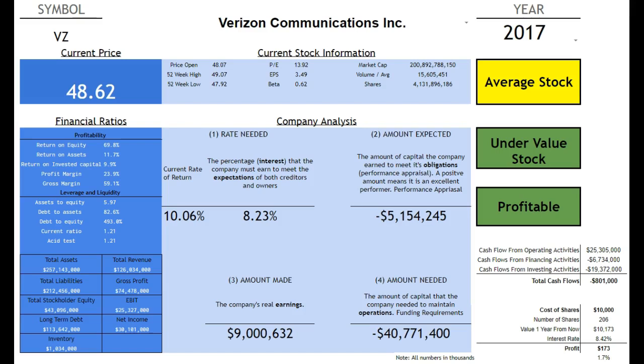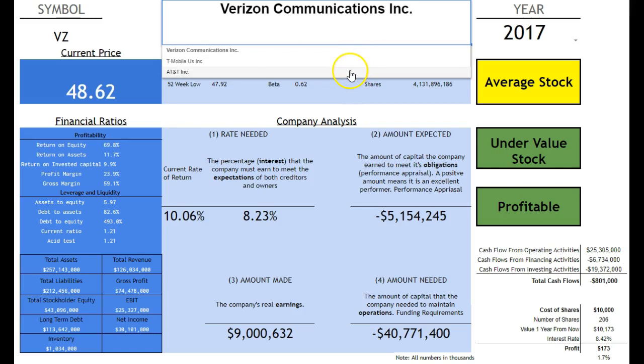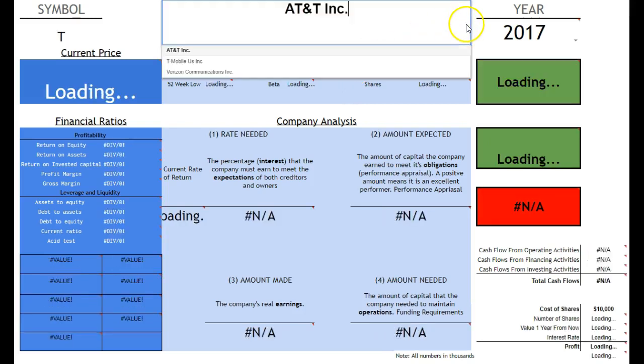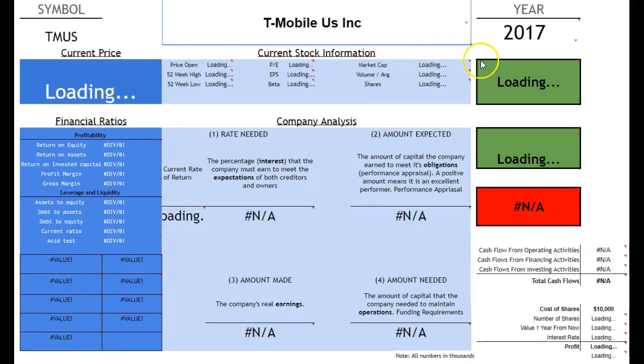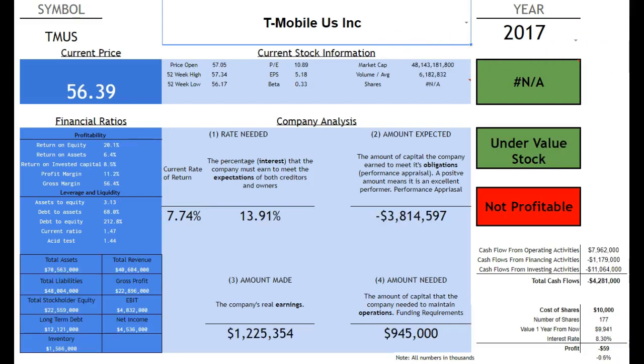Okay, let's analyze the company first, and then after we analyze the company, we'll go from there. The T-Mobile Corporation. Okay, it takes a little bit for the program to get the current information. Up here is the current information. The current price for T-Mobile is $56.